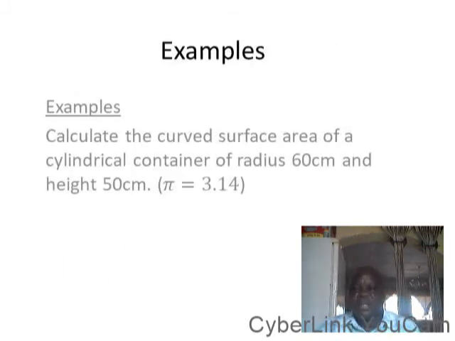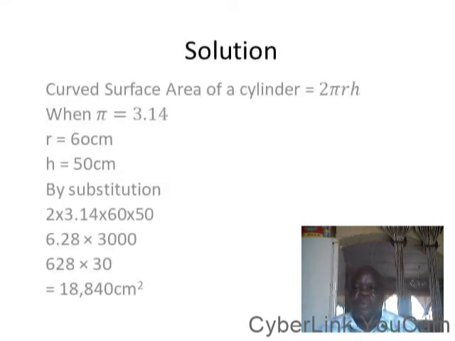Having said that, students, let's look at an example. Example 1. Calculate the curved surface area of a cylindrical container of radius 60 centimeters and height 50 centimeters. Take pi as 3.14. Now let's look at it together. Pi is given to you as 3.14. r equals 60 centimeters. Height 50 centimeters. Then by substitution, remember your formula, 2 pi rh.